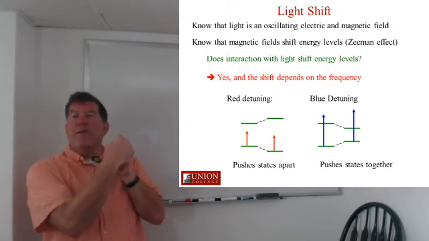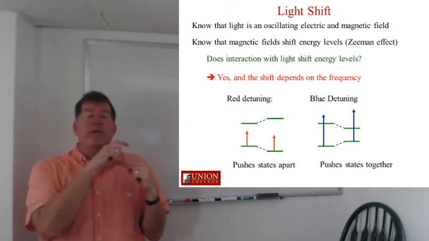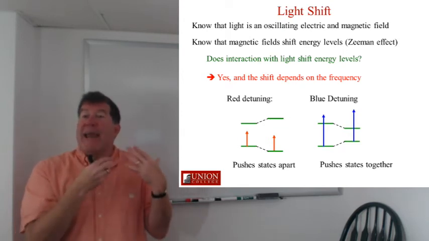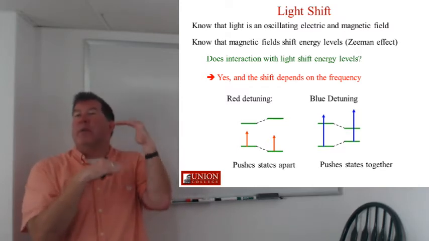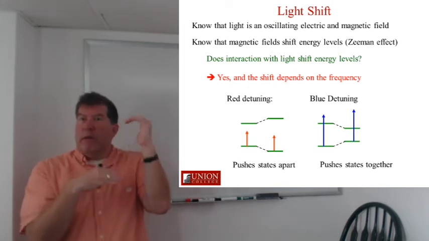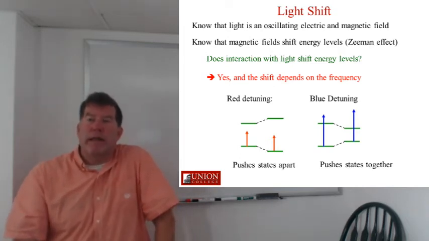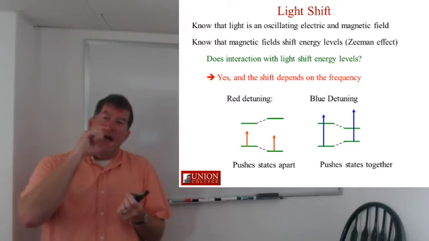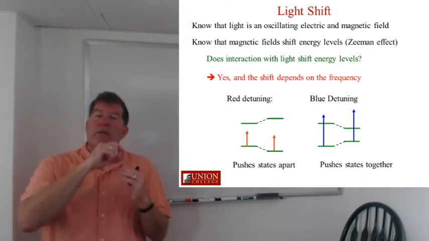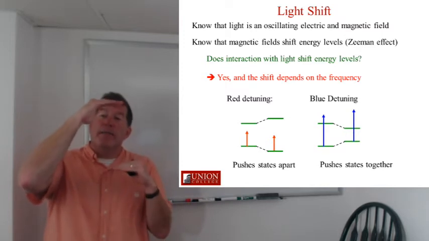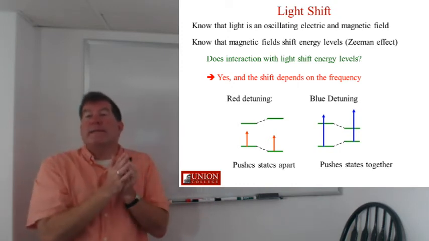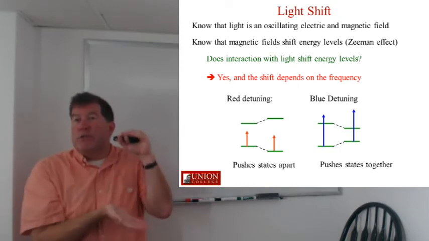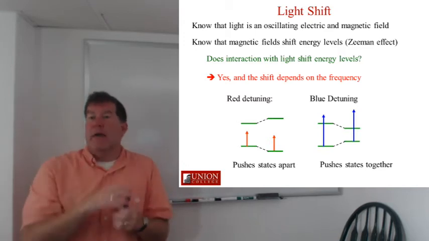So if I have a two-level atom that wants to absorb light at a particular frequency, and I shine in light that's red detuned, a little too low in frequency, that has the effect of pushing those states apart. The energy difference between those states gets bigger by a tiny amount, but by a measurable amount if you're dealing with lasers. On the other hand, if I put in light that's blue detuned, a little too high in frequency, that will tend to push those states together. So red detuning pushes states apart, blue detuning pushes them together.